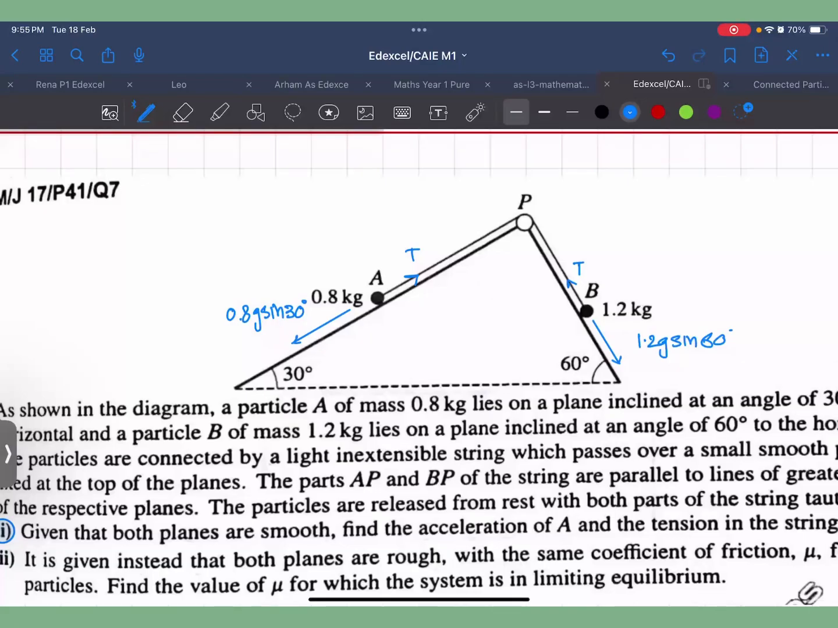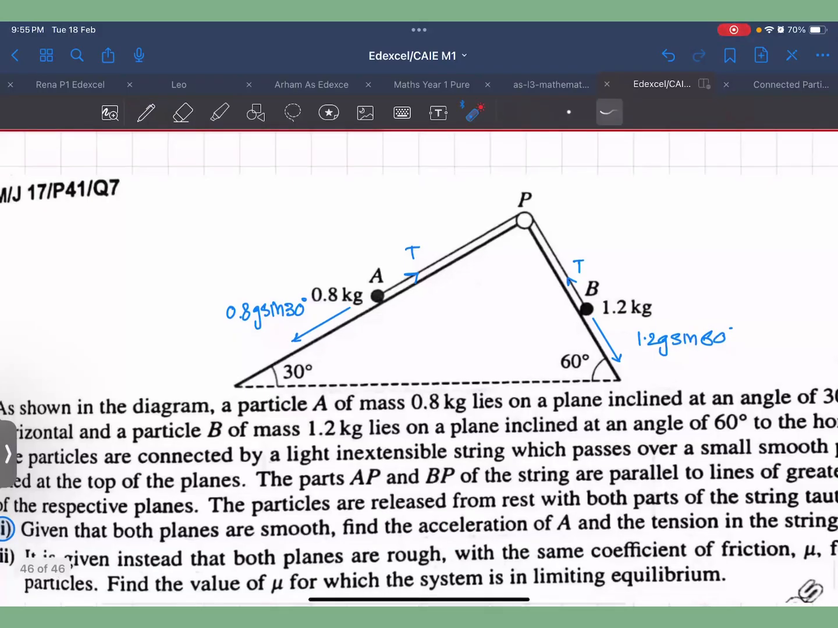Sir, B, no, is like 1.2, go down. B. Looks like B would go down to me as well. Because one thing that is supporting this claim is that it has a higher mass. And the other thing which is supporting the claim is the angle of inclination. When you have a higher, more inclined plane, then the weight component is bigger.